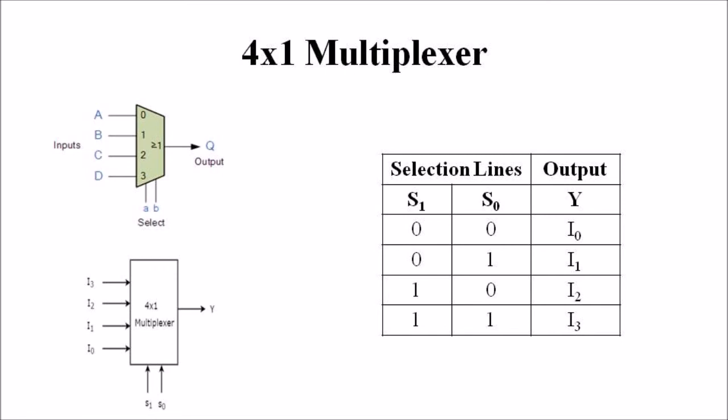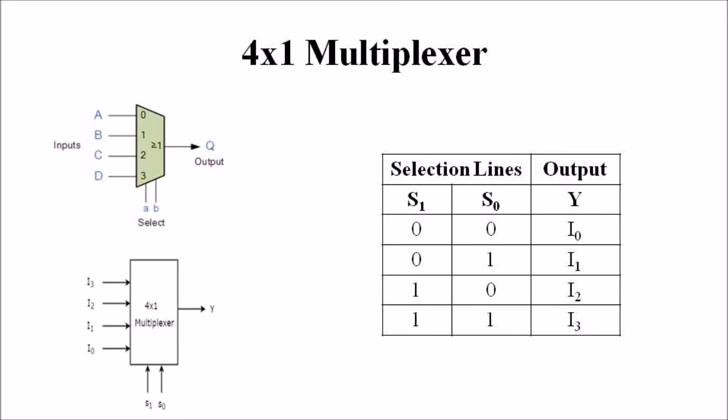So for example, if the S1 value is 0 and S0 value is 0, that is 0, 0 condition, then the input I0 or the input A will be given towards the output. For 0, 1 condition, I1 or B pin will be given towards the output. For 1, 0 condition, that is S1 is 1 and S0 is 0, the I2 or the C pin, input pin C, will be forwarded towards the output pin. For the 1, 1 condition, that is S1 and S0 are 1, the I3 or the D input will be forwarded towards the output. So this is the basic working principle of a multiplexer.